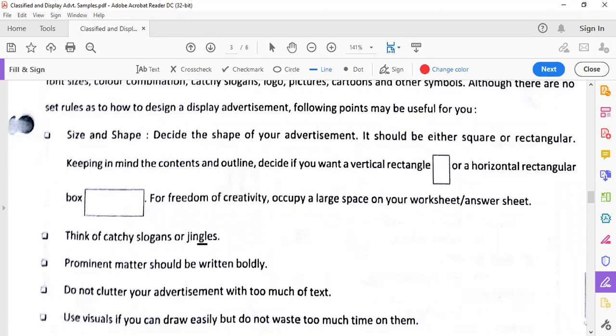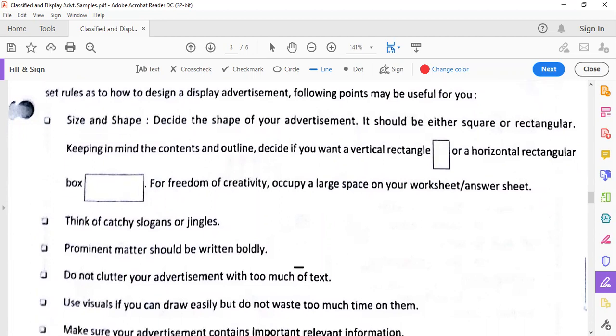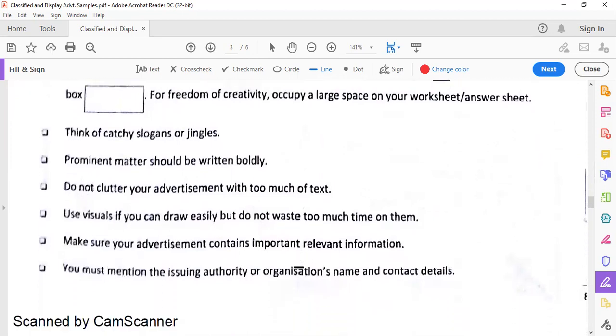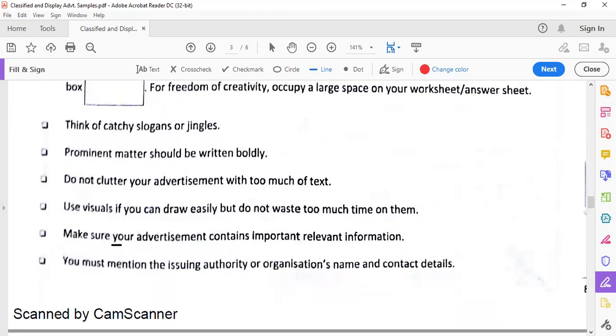Think of catchy slogans or jingles. Slogans आप कोई भी लिख सकते हो, catchy slogans which can attract, और jingles means जैसे rhyming poem की lines होती हैं, these are called jingles. You can use any. Prominent matter should be written boldly. जिस चीज़ को आप हाईलाइट करना चाहते हो, जो क्वालिटीज़ या करेक्टरिस्टिक्स आप लोगों के माइंड में फिक्स करना चाहते हो, that should be written in bold letters. कैपिटल लेटर्स में आप उनको दे सकते हो. You can underline, you can bold. Do not clutter your advertisement with too much text.